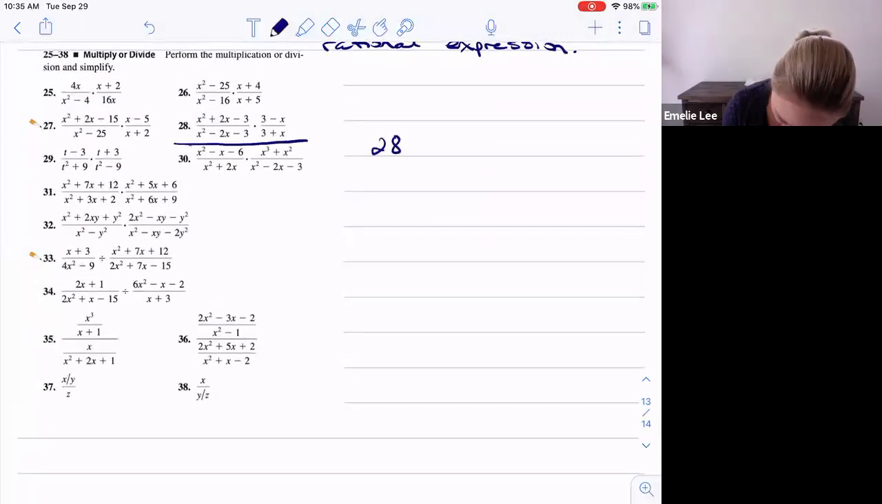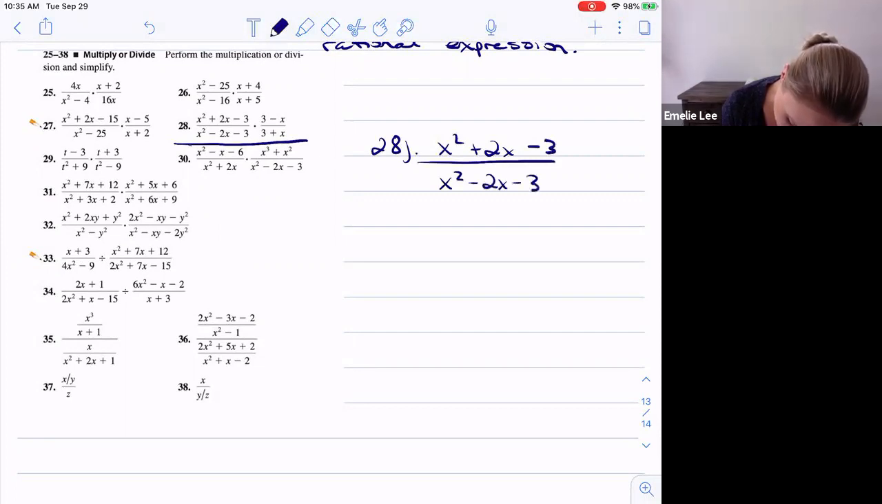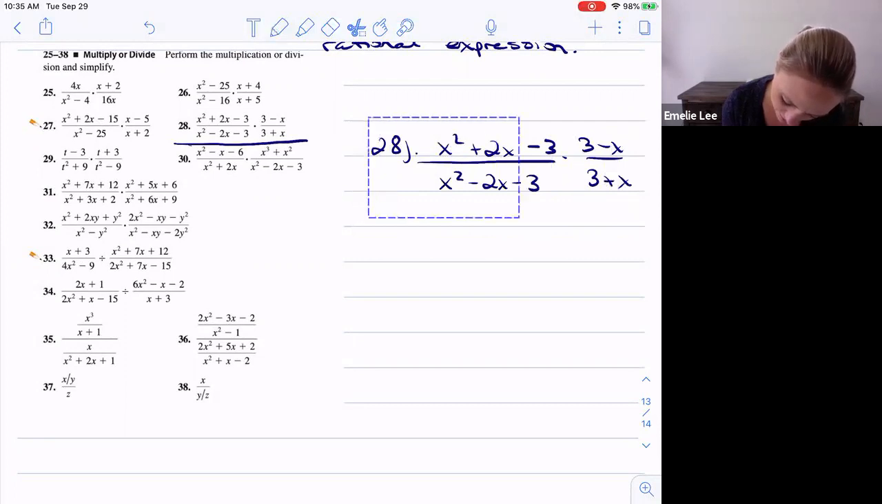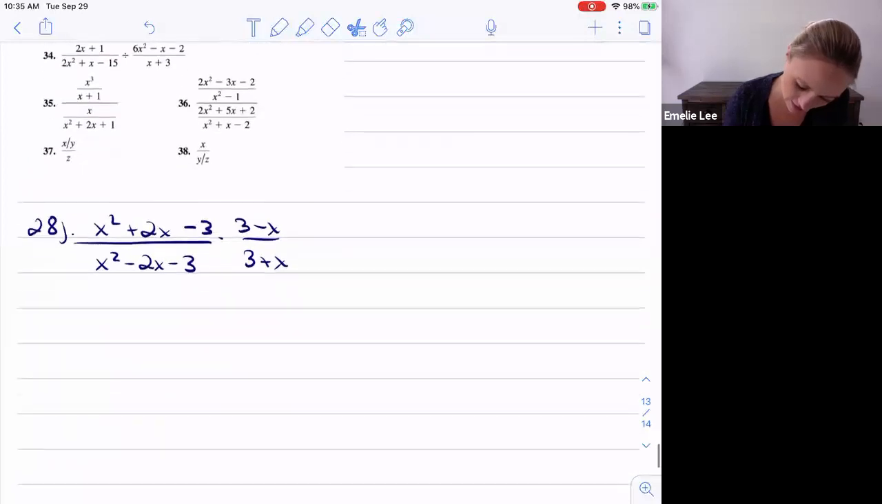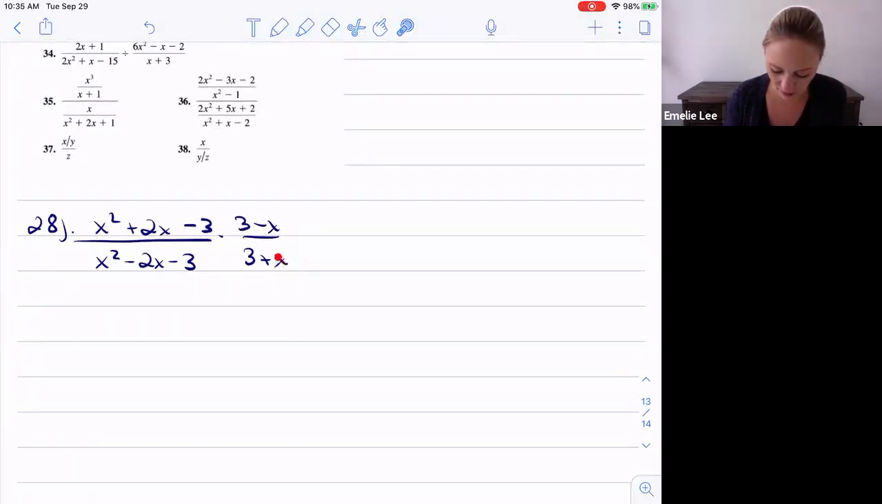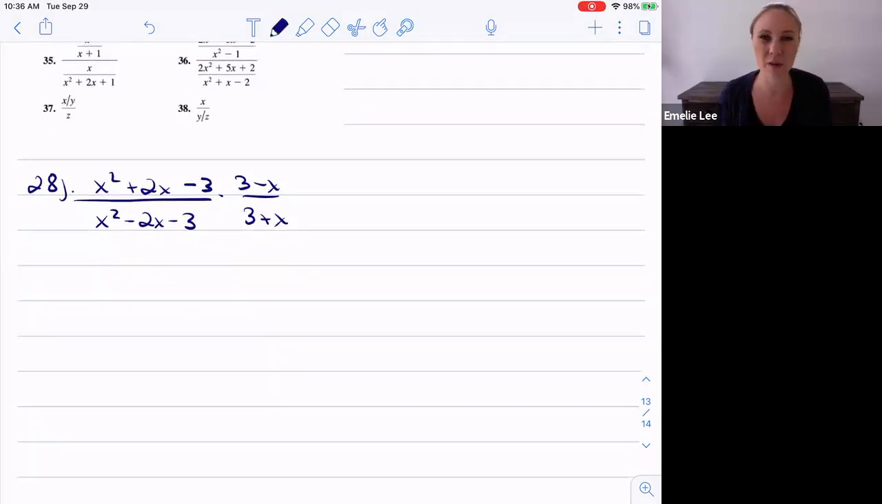Okay. I'm going to write it out and then I'm going to scoot it down below. 28. X squared plus 2x minus 3 over x squared minus 2x minus 3 times 3 minus x over 3 plus x. So hopefully, when I look at this, I'm able to pull out a 3 plus x from up here and a 3 minus x from down in the denominator. Otherwise, these guys won't necessarily cancel, and we might be left with a big mess. You could expand this out here, but that gives you an x to the 3 term, which is not something that we're easily able to deal with, at least not yet. We'll stick to quadratics.